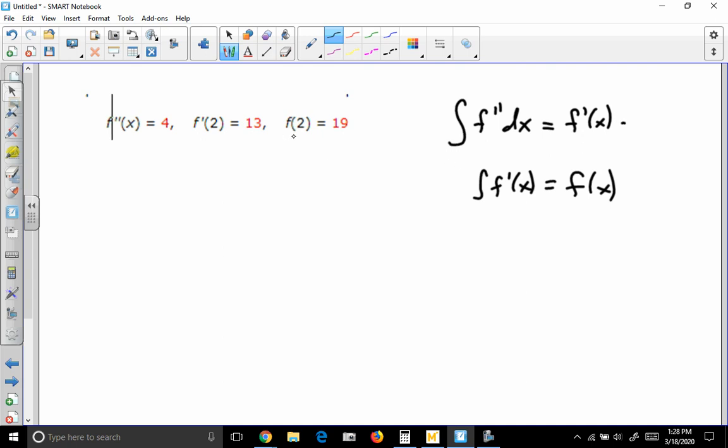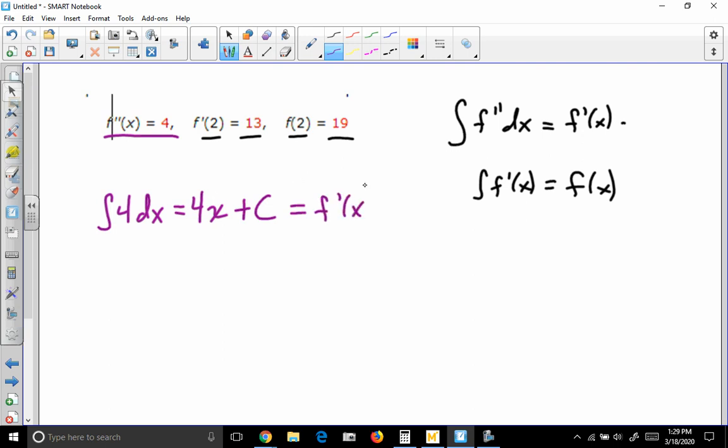So they give us some initial conditions. They say that for our function, if we put a 2 in, we should get 19. And for our derivative, if we put a 2 in, we should get 13. Now, why do we need to know that? Well, if this is our second derivative, then when we do the antiderivative of that function, we have a constant, and when we integrate a constant, we pick up our variable, but we also pick up a plus c. And when we take the antiderivative of this, that's our first derivative. This data point is going to help us find c.